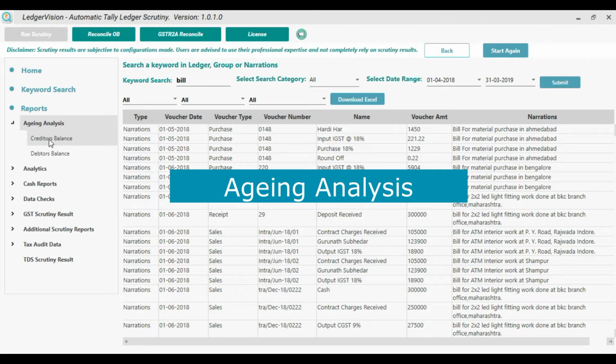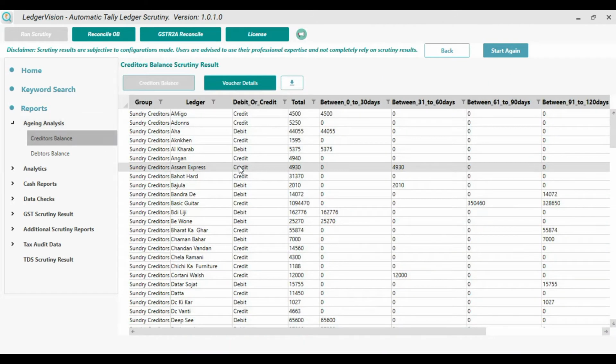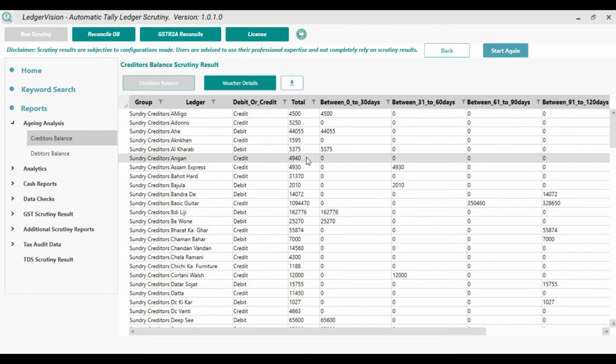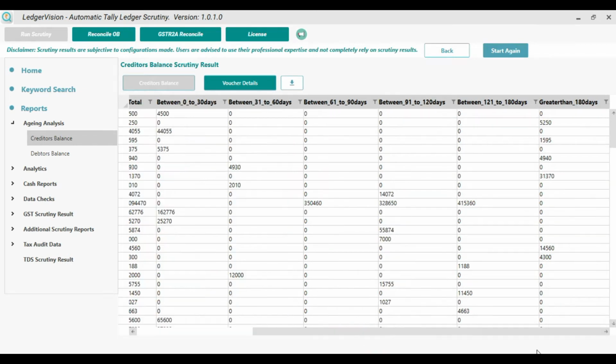This aging analysis is done on the FIFO method. So it is based on the FIFO method. This is the creditors aging analysis. You can see this is the list of all creditors, their closing balances, whether it is in credit or debit. This is the total of closing, this is the amount of closing balance, and these are the buckets like 0 to 30, 30 to 60, etc. Up to 180 is there, and then more than 180 is the last bucket.